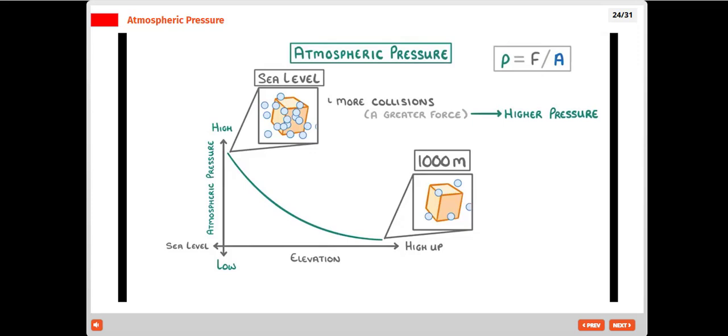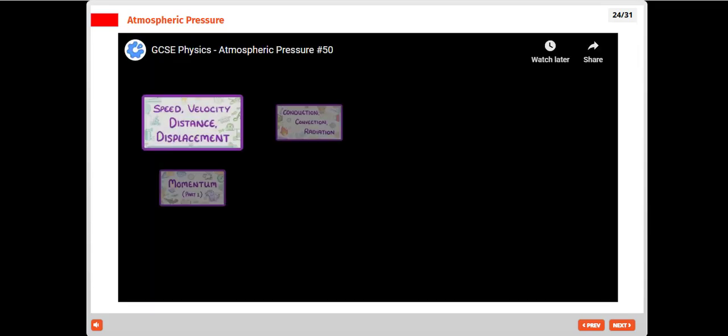So in summary, because there's a lot more particles closer to the Earth, any object that's closer to the Earth is going to feel much more pressure, because all those particles are going to be constantly colliding with it.